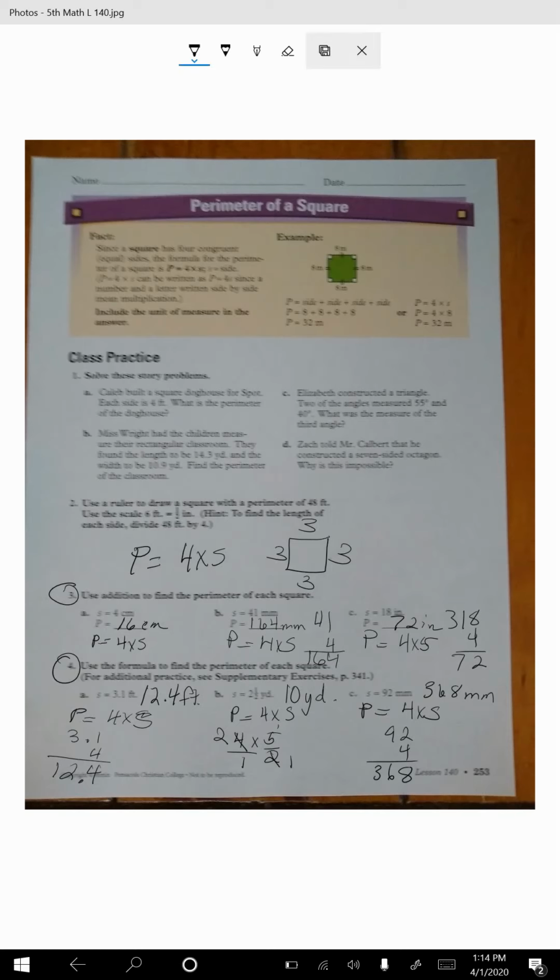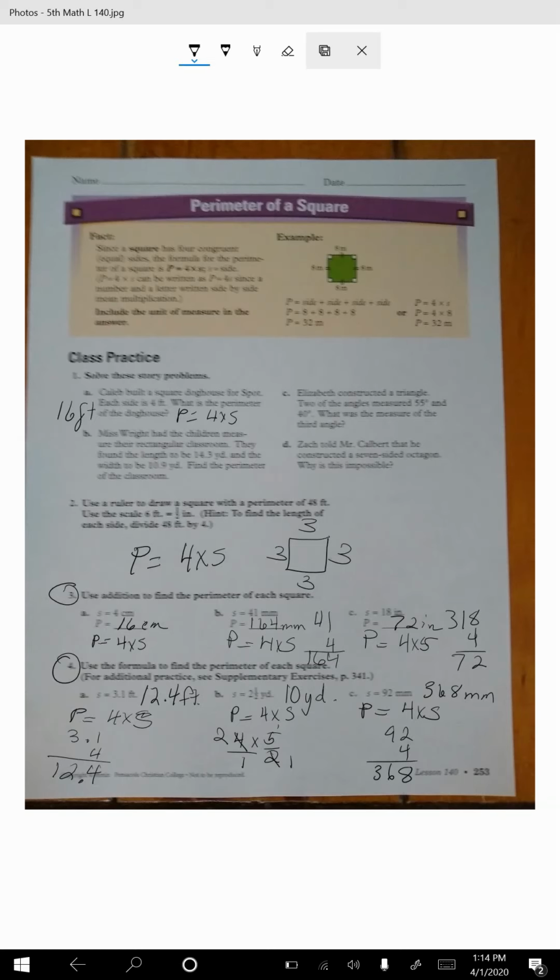All right, now let's go back up to the story problems. Caleb built a square doghouse for Spot. Each side is 4 feet. What is the perimeter of the doghouse? All right, perimeter. Write it again: 4 times S. What is 4 times 4? Easy peasy. 16 feet.